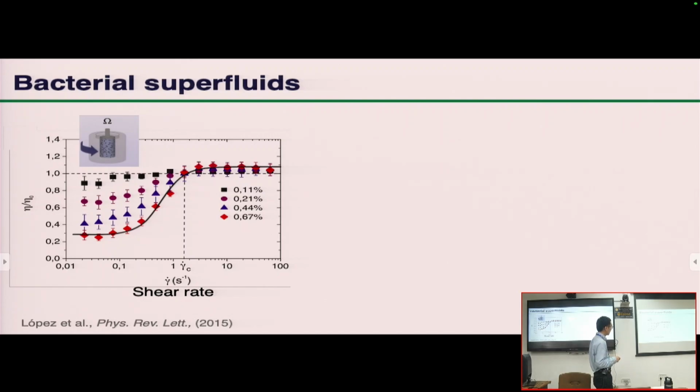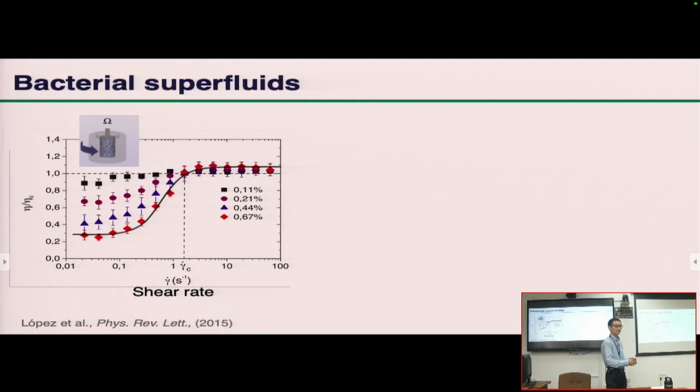As you gradually increase the concentration of the bacteria, what we see is the viscosity is lower in the zero shear region. Of course, again, the reason that these curves collapse for the concentration of bacteria's viscosity decreases. Yes.